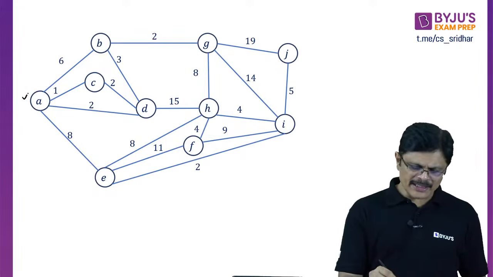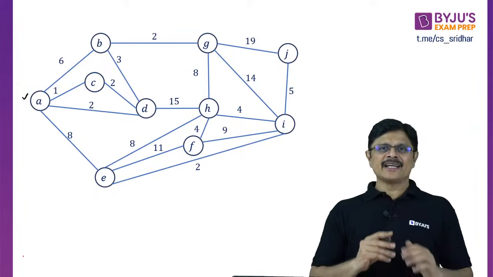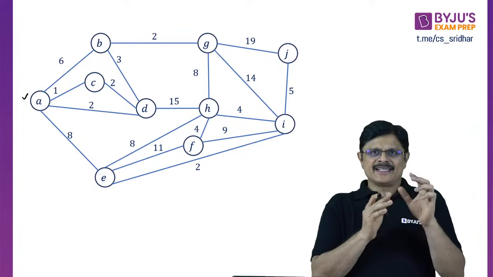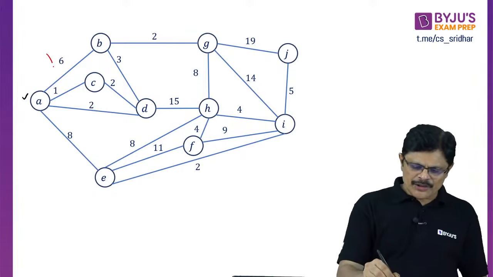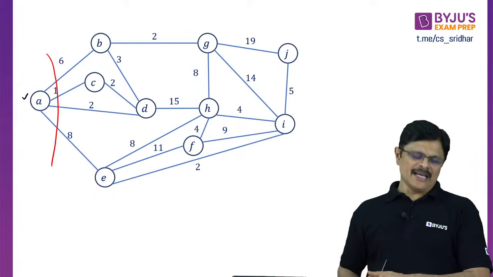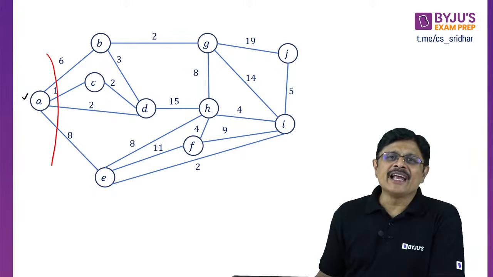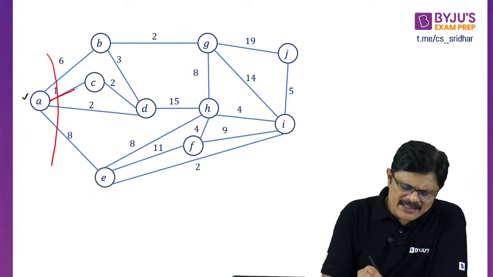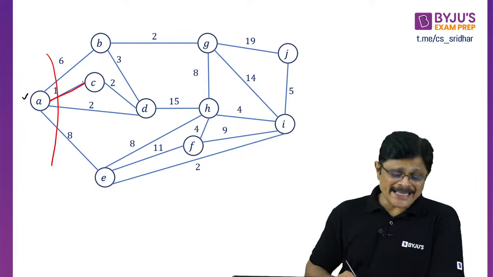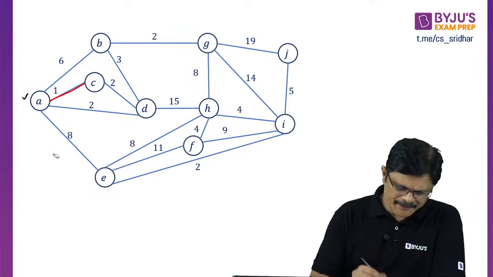We start with one vertex, say A. Then you see the edges which are connecting A with the other parts. So this is what you call a cut. In this cut, you try to identify the least edge. What is the least edge in this, sir? Select. So AC is selected. Now you remove this cut.